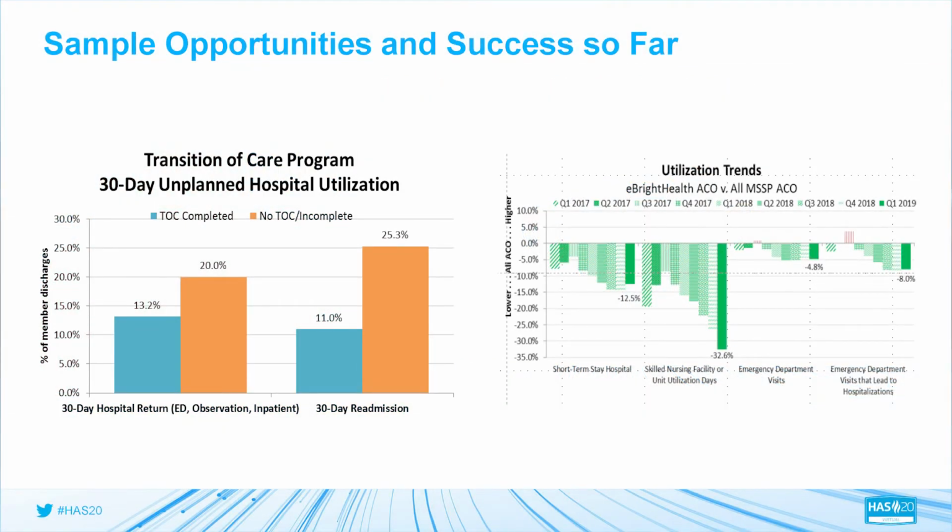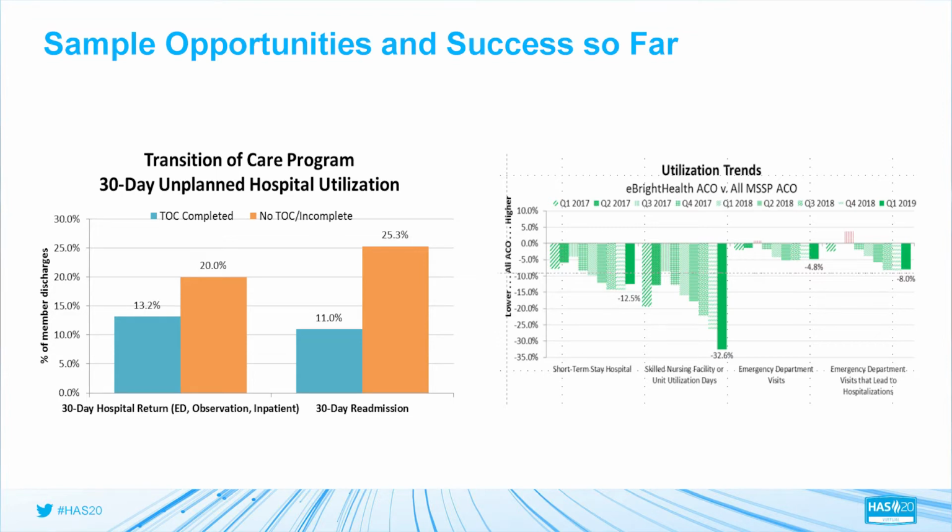In terms of hospital utilization, both 30-day readmission and unplanned hospital visits, when you compare the work that the care managers do for transitions of care to those who don't have transitions of care, you see almost half the utilization by people who receive care management intervention. Obviously, we use the tools that we're going to talk about today to guide how we do transitions of care and for whom we do transitions of care.